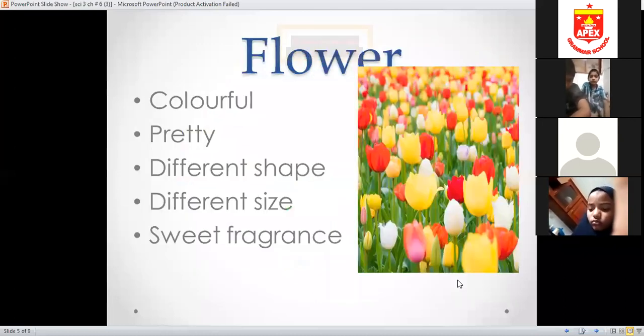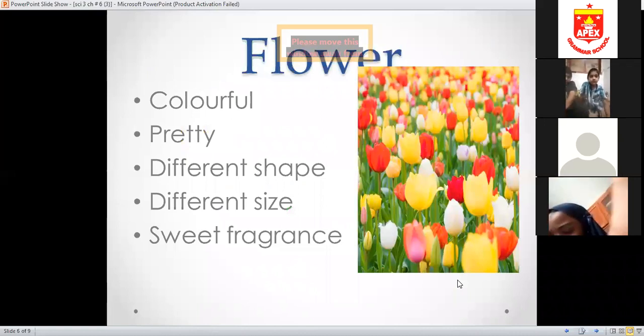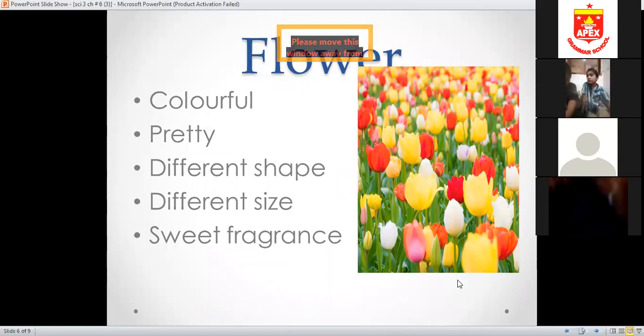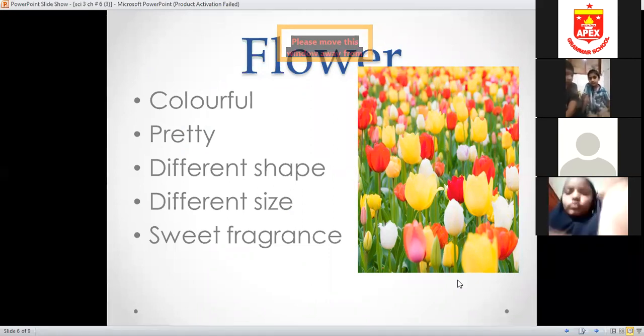So the next part of the plant is the flower. As you all know, we have seen flowers everywhere. They are in different colors. They look very pretty, and we have seen them in different shapes and sizes, and their fragrance is very sweet. Everyone likes to smell flowers because their fragrance is so sweet. So this is again a part of the plant.